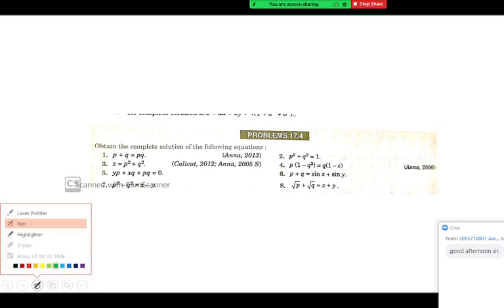1 and 2. Very good. 1 and 2. Okay, yes, both of you are correct. Only 1 and 2 are of the required form. You will observe this is p plus q equal to pq, p square plus q square equal to 1. So there only p and q are present. But in the other equations, z is present, and x, y are present. So none of the other questions is of type 1. So only first and second are type 1.